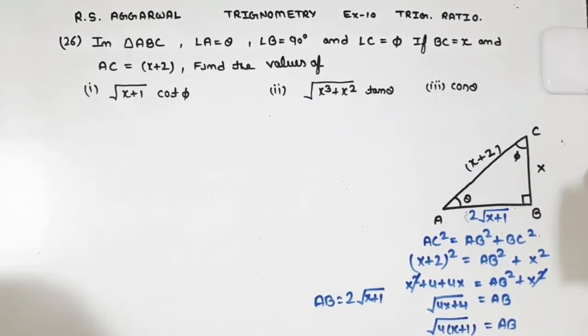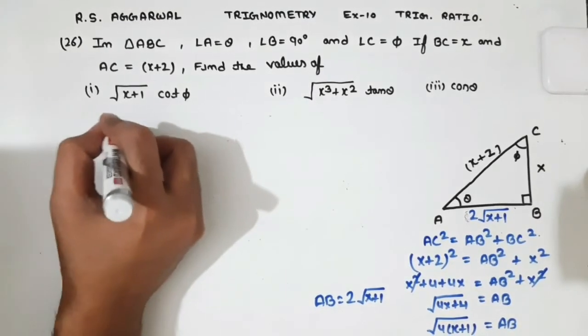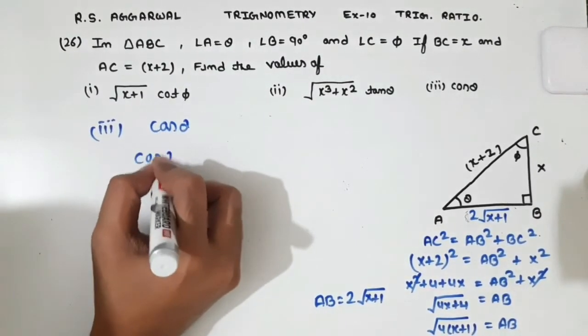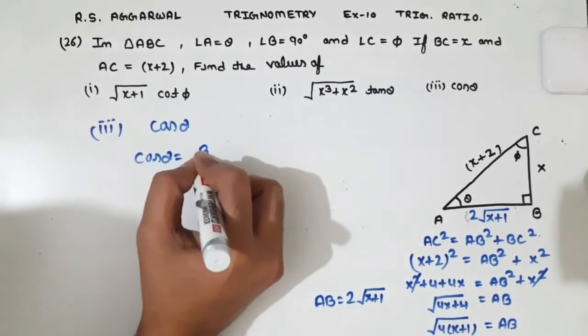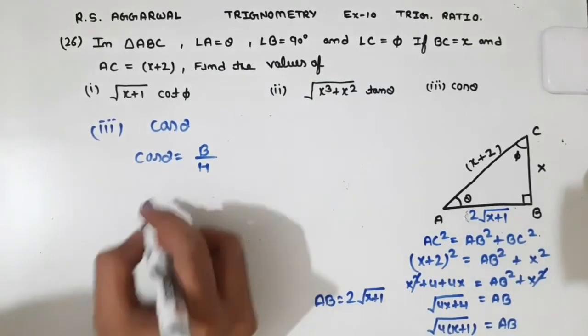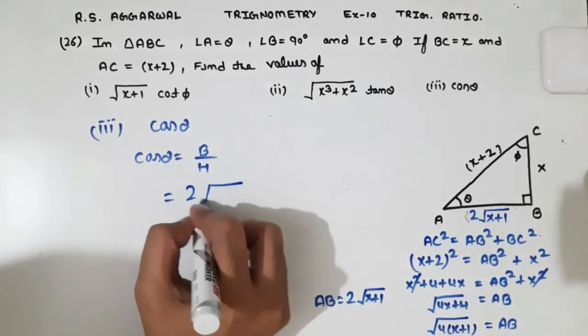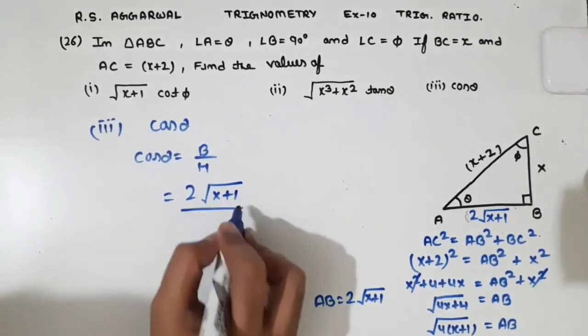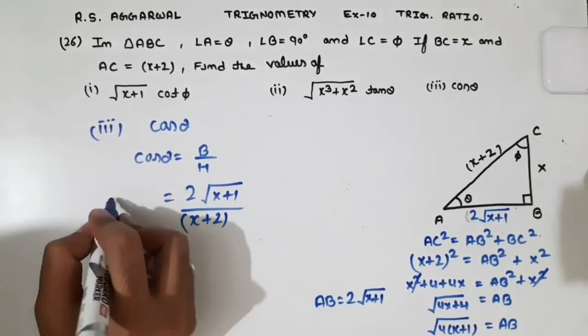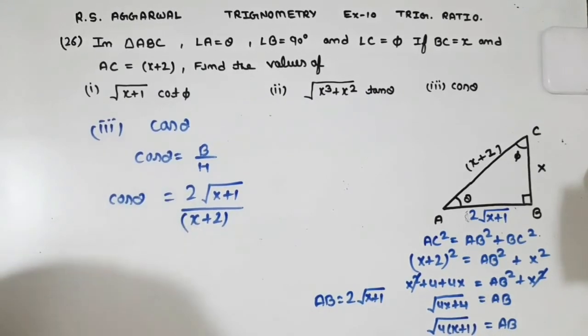In third part, we have to find value of cos theta. We know that cos theta is given by base upon hypotenuse. With respect to angle theta, our base will be 2 under root x plus 1 and hypotenuse will be x plus 2. So this is the value of cos theta.